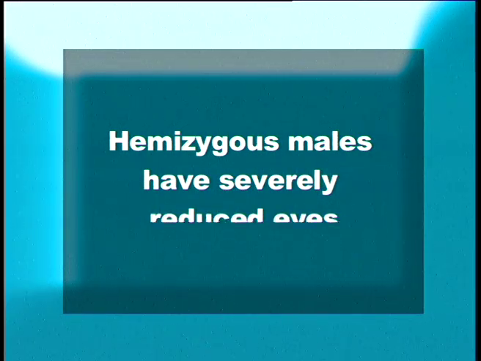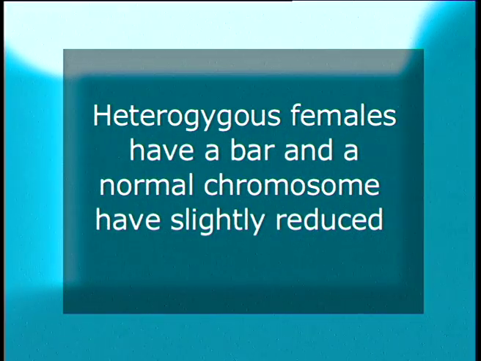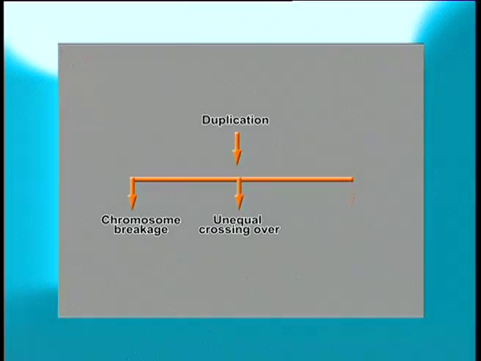Gametes containing the duplication produce Bar offspring. Males carrying the Bar duplication in a hemizygous state have severely reduced eyes. Heterozygous females that have a Bar and a normal chromosome have slightly reduced eyes. Replication error during meiosis also leads to chromosomal duplication.